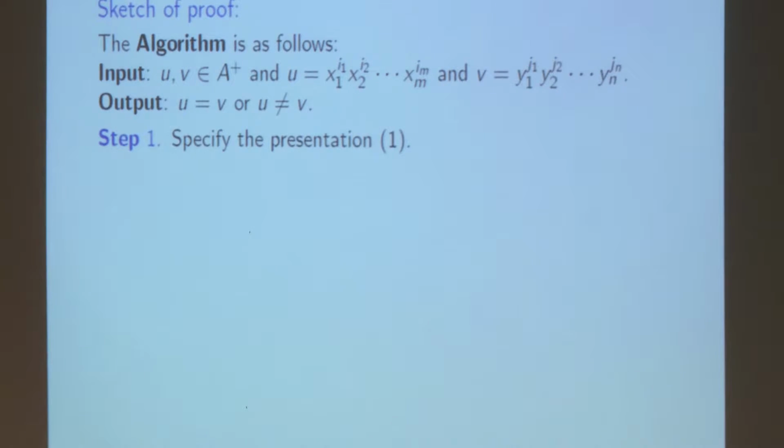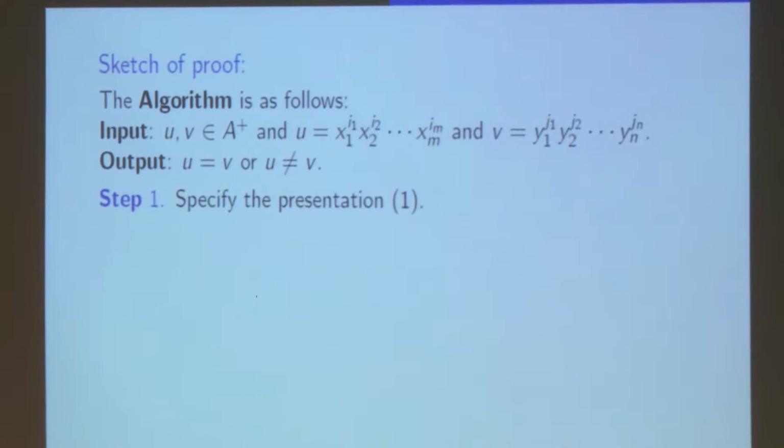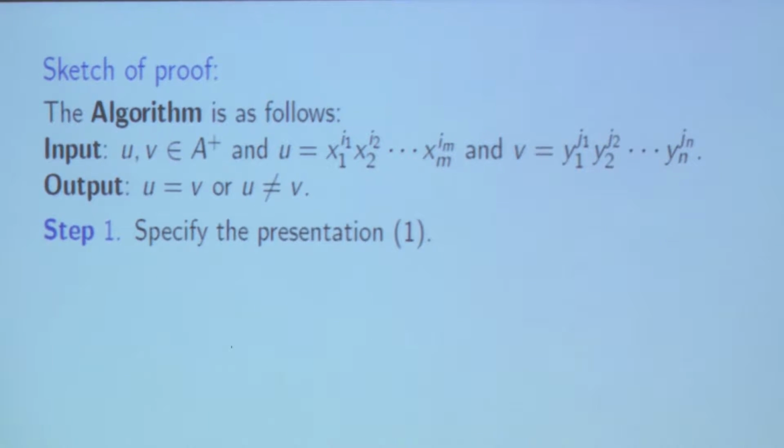The sketch of the proof, the algorithm: the input is 2 words, U and V, and because they are in S, that means each is a product of powers of generators, something like this.